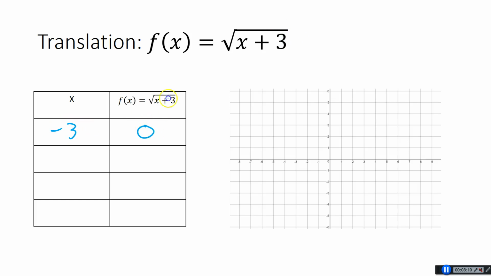And some of you are probably out there saying, wait, I thought you couldn't take the square root of negative numbers. You're right, but I'm adding 3 first, right? There's kind of like implied parentheses in here. So first you add the 3, then you take the square root. To get a 1, I would need a negative 2.